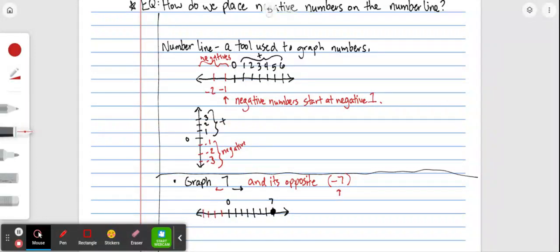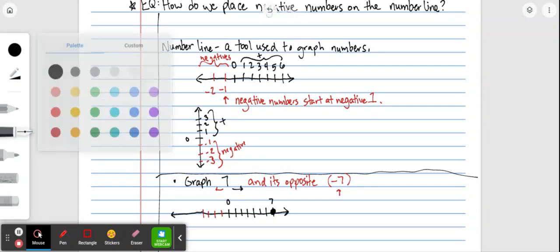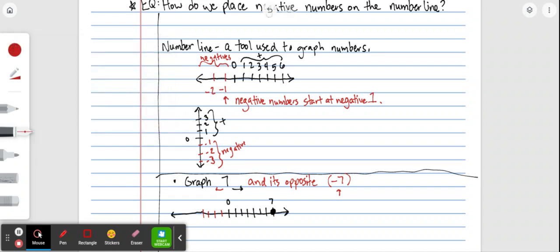Oh, there's not room on this graph, so I'm going to erase the end, and I'm going to add more of my number line. And that's an okay thing to do. It is totally fine to add more of your number line if you underestimate it.